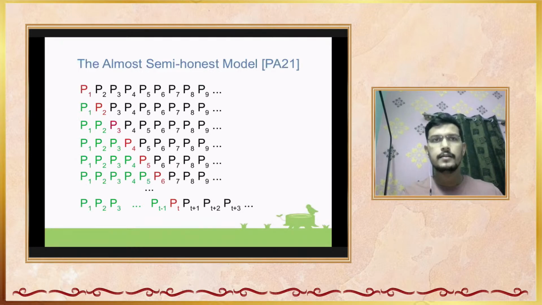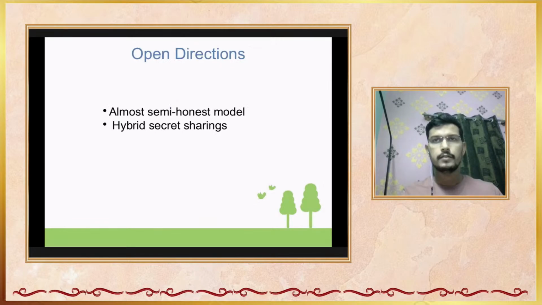And there is a recent notion of the almost semi-honest model where, in case of an infinite number of shareholders, every participant will be able to test whether the participants arriving before him or her are submitting correct shares or not during the reconstruction of the secret. In this model, it is still open what the cost of secrets can be, and also in case of hybrid secret sharings. And these are some open directions that may be explored.